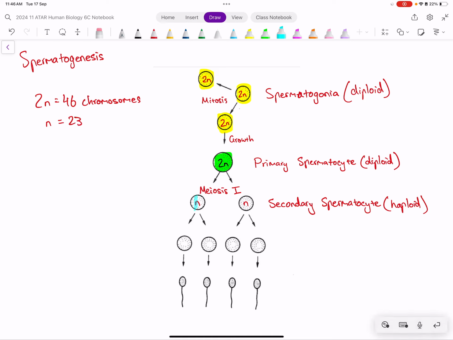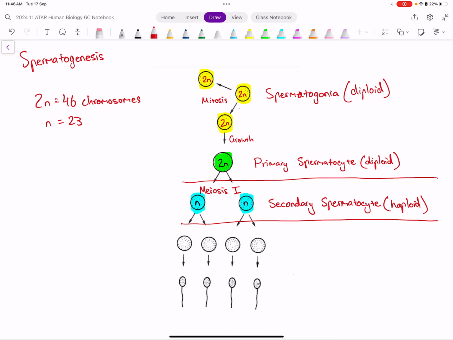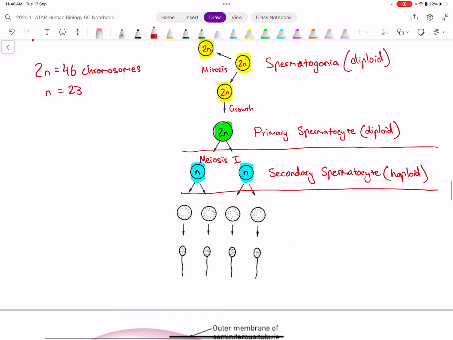Now, I'll use blue to represent each of these cells. And what we can do is we can draw some lines here to show that this here is a result of that first meiotic division. Now, after the first meiotic division, meiosis 2 takes place. And meiosis 2 takes place resulting in the production of 4 haploid spermatids.